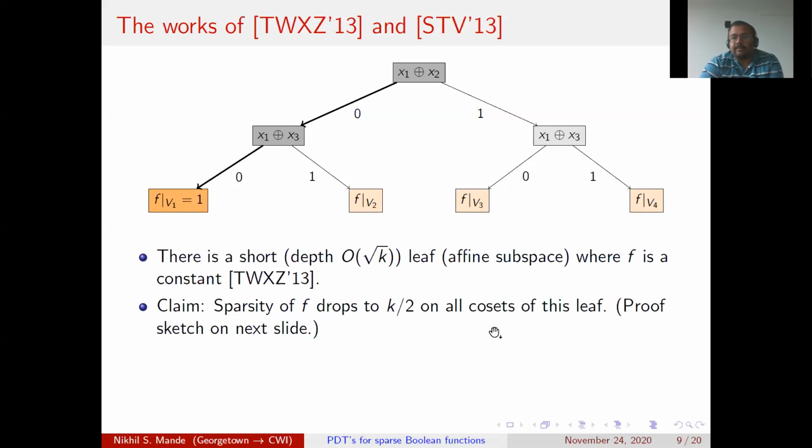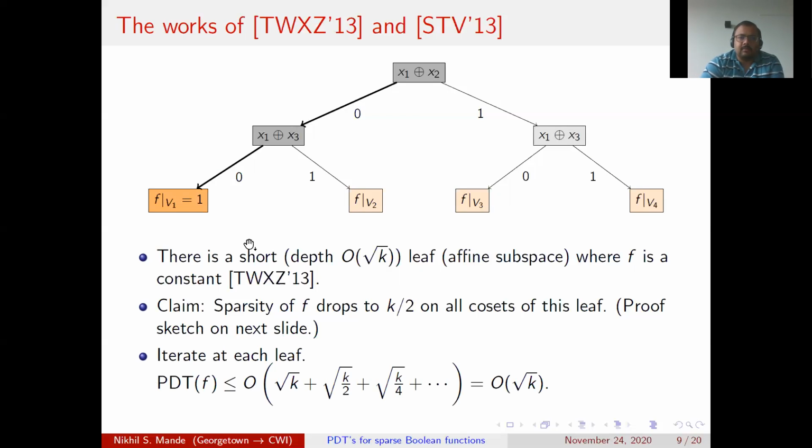So suppose you believe this claim for now, then just run the same procedure on each leaf. The sparsity of the function here is already 1 because it's a constant. And the Fourier sparsity on each other leaf by this claim is going to be at most K by 2. And the depth of this tree is square root of K. So if you just run the same procedure at each leaf until you reach a constant at every single leaf of the whole tree, the depth of the total tree is going to have this recurrence, which is easily seen to be order of square root K.